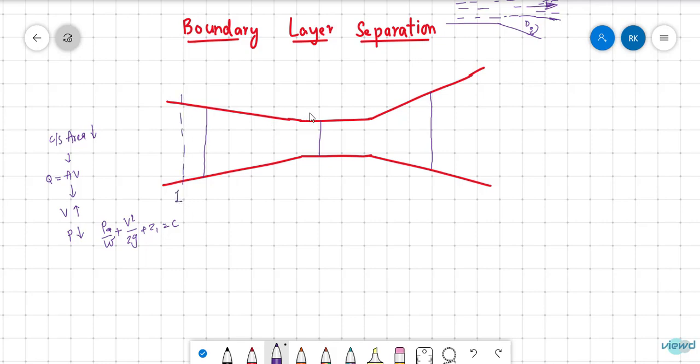Now, if you look at the converging section, let us say this is section 1 and this is the constant cross section, this is section 2, and this is the diverging section. This is section 2, this is section 3. So what happens? At section 1 the pressure is P1, at section 2 the pressure is P2, which is less than P1. This is because the area decreases, velocity increases, pressure decreases. And when it comes to section 3, there is pressure P3 which is greater than pressure P2.